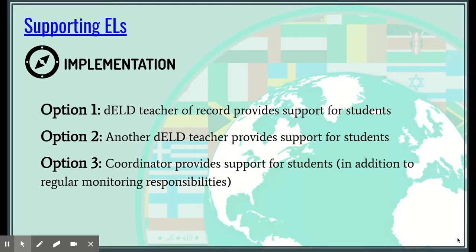The state of California and the federal government are both identifying English learners as a subgroup of students that need additional support. One of the ways that we're going to meet or show or provide that additional support will be through this process, this off quarter monitoring, this off quarter support.